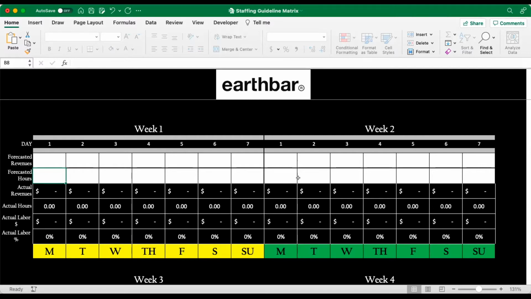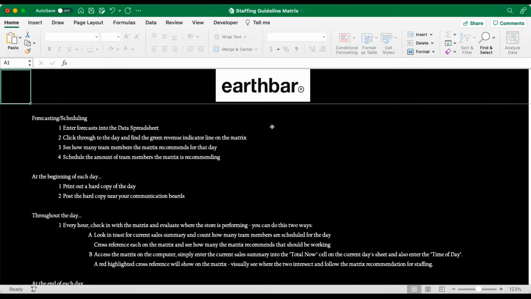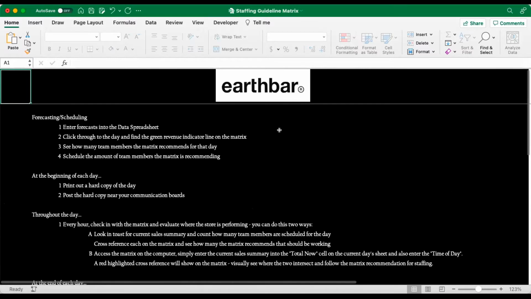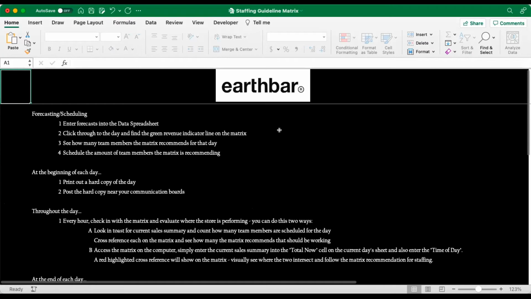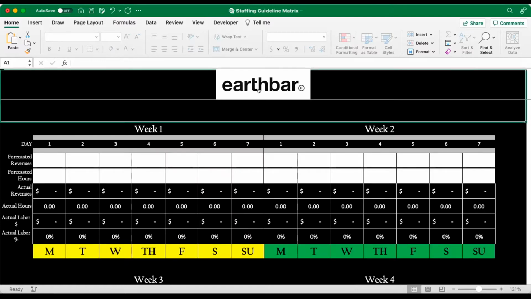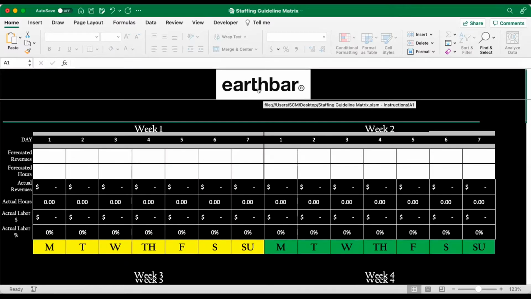Let me first say that if you ever get lost in this document, or if you're unsure of any numbers and how to input them, just click the logo up at the top. It will take you to an instruction sheet that gives you an idea of what we're looking for. The first thing you'll do once you get this document is enter the forecast through the data spreadsheet. You navigate back and forth by clicking the Earth Bar logo. Everything is hyperlinked, so you shouldn't have any issues navigating.